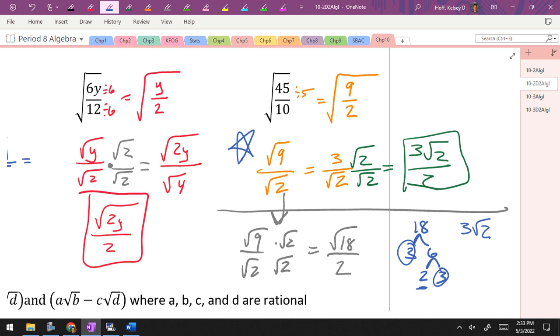Okay? So to get the square root out from underneath that radical, you put the square root on the top and the bottom, but you cannot end with that square root on the bottom.